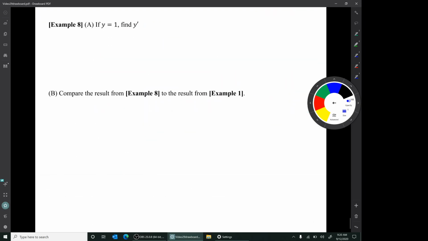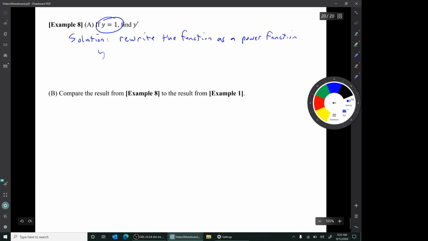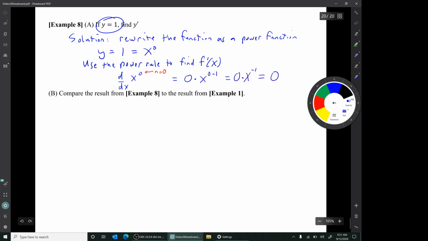Our last example, when y is equal to 1, find y prime. We rewrite the function as a power function, and it is the function x to the 0. So we use the power rule to find f prime. So d over dx of x to the 0. We get that the derivative is the number 0.